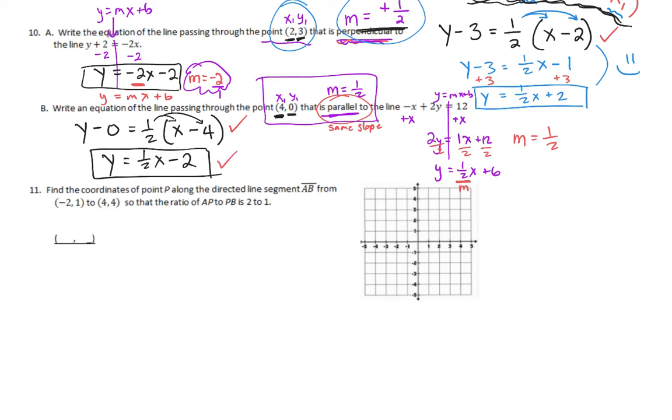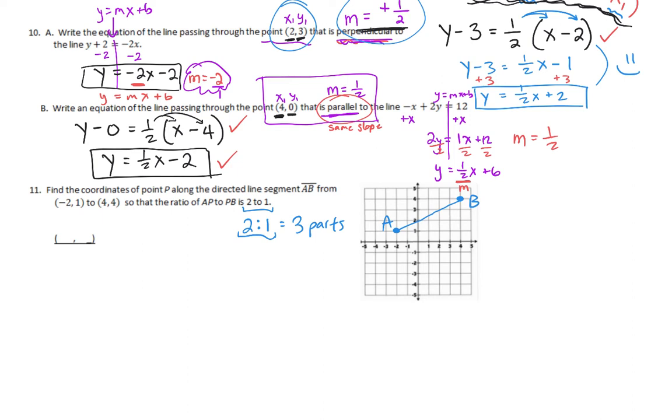All right. Number 11 is a cool question. We're going to plot those points. -2, 1. There's A. 4, 4 for B. 4, 1, 2, 3, 4 for B. And what we're going to do is cut this thing into a 2-to-1 ratio. So remember, like we talked about in class, a 2-to-1 ratio here means I have 2 parts and then I have 1 part. So that's a total of 3 parts, 3 chunks, okay? So I'm going to be taking this segment and cutting it into 3 pieces.